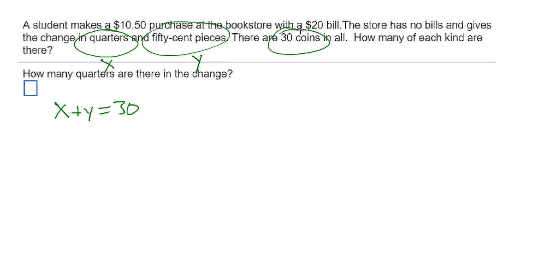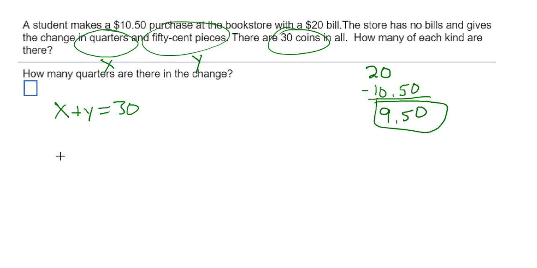And we know the value of the coins. It's not $10.50. We have to be careful here. The change this person is getting, they're paying with a $20 bill. The cost of their purchase is $10.50. And so if you subtract, the change they should be getting is $9.50. And that's the change they're getting in the quarters and 50-cent pieces.